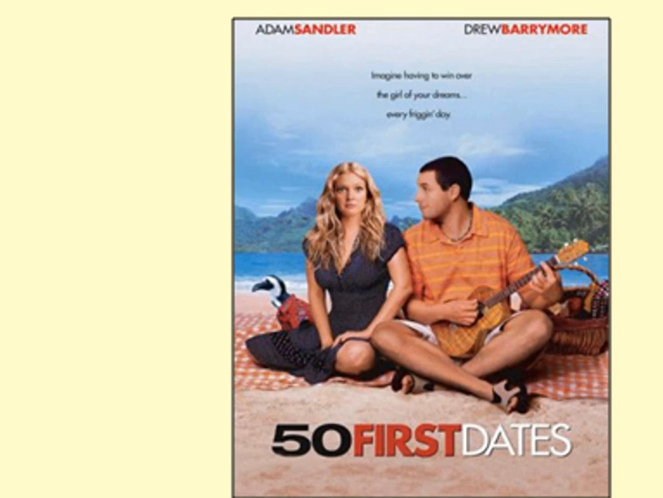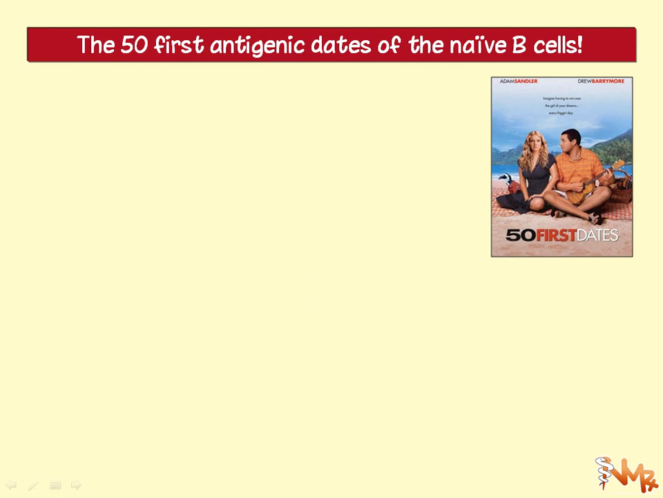I don't know if any one of you have seen this movie, but I thought this clip is going to be very important in helping you to understand how the IgM reacts against the epitopes that it sees or against the antigens, and how you can distinguish it from the function of the IgG. This one pertains to the movie 50 First Dates, and I somehow do a little paraphrasing and use the concept, and I'm saying the 51st antigenic dates of the naive B cells.